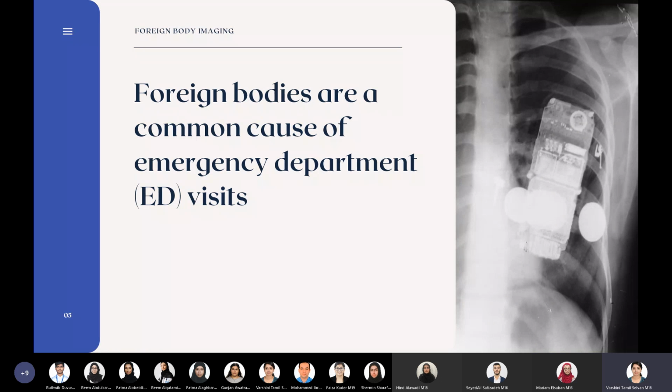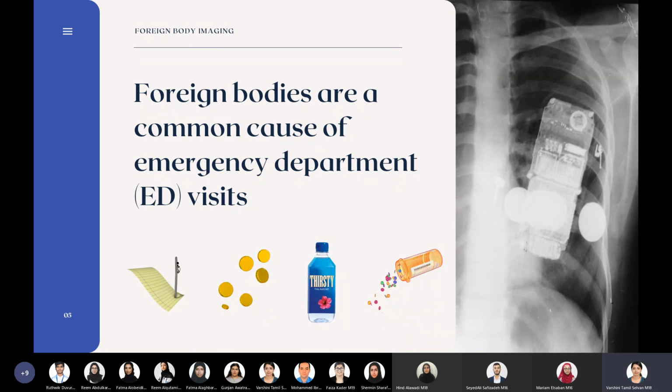Yeah, it's fine. Okay. So foreign bodies, they are a common cause of emergency department visits. That's the fact that I would like to establish from the very beginning. And like I mentioned, they can also be ingested or inserted into body cavities, like in the peritoneal cavity. And they can also be introduced by trauma or through iatrogenic means. Some examples include paper clips, coins, water bottles, and some toxic ingestions like pills, etc.